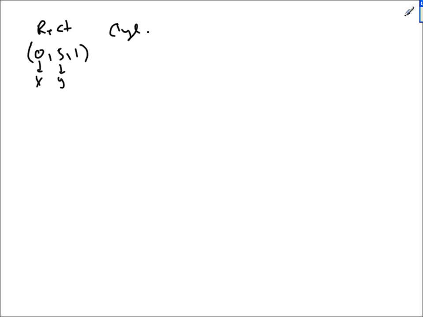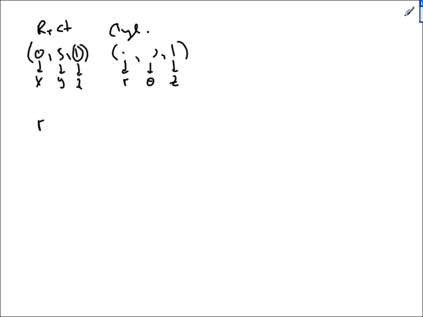Rectangular is x, y, z. Cylindrical is r, theta, z. I'll jump onto z first. I know z is 1.